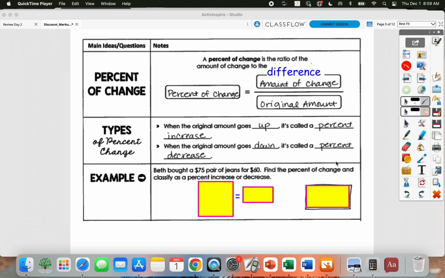So now we are moving into percent of change. Tying it back to what we just did, the percent of change would be kind of the same thing as your markup or your discount. It's how much the original amount is changing by. So, percent of change is always going to equal the difference in the two amounts over the original amount. And then we're just going to convert it to a percent. So obviously, if the original amount goes up, that's going to be called a percent increase. If the original amount goes down, that's going to be a percent decrease.